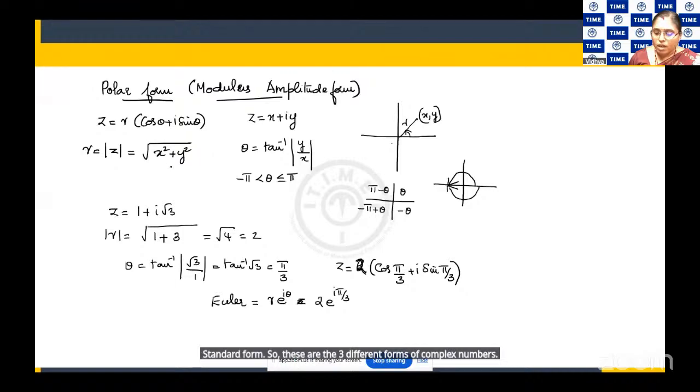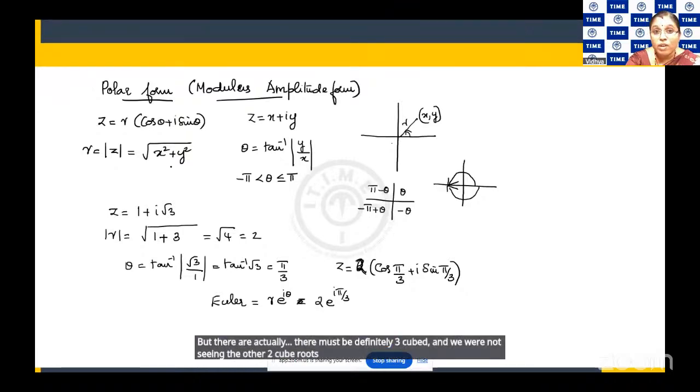Now, let me explain one more thing, that is cube root of unity. How to find the cube root of 1. As you know, how do we find the square root of a number? Square root of 9 is plus or minus 3, right? But when you say cube root of 27, we just say the number 3. So far we were saying only one cube root. But there must definitely be three cube roots. And we were not saying the other two cube roots just because they were complex numbers.